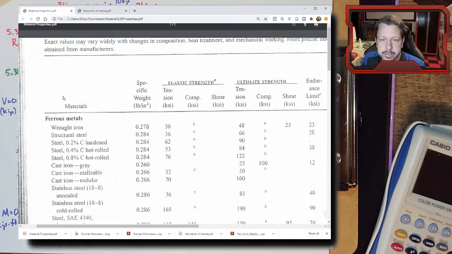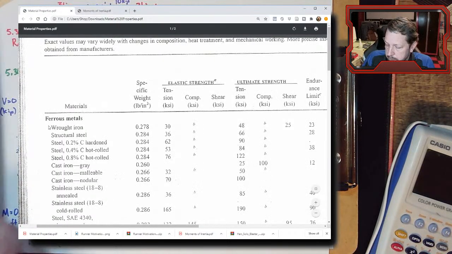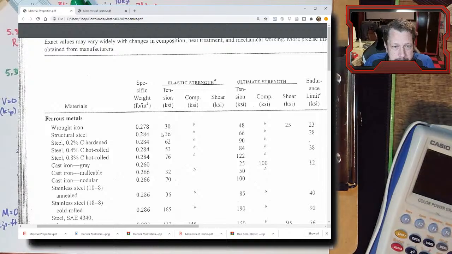That won't help us. That will help us though. So here are tensile strengths, elastic strength. So these are yielding strength. If I exceed this number in KSI, which we're at 55.8 KSI, then I have permanently yielded the beam. If I exceed this number, the ultimate strength, I have fractured the beam.